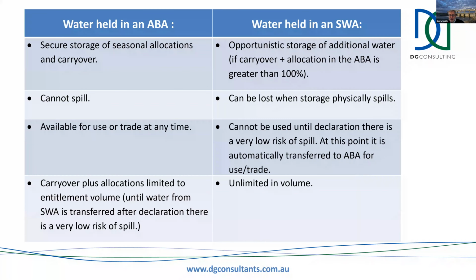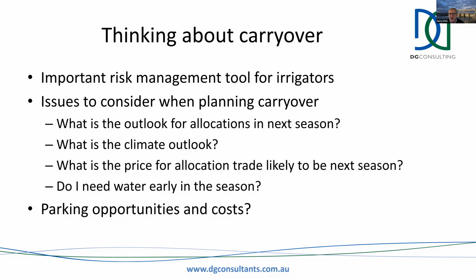Okay, so lots in the carryover space, but some of the important things to think about: carryover is a really important risk management tool for irrigators, and combining that with trade. But some of the issues to consider when you're planning carryover: what's the outlook for allocations next season? What's the climate outlook for the prospects of further increase? And climate outlook will play to what might water availability be, and what might be water demand for your crops in terms of what might be met from rain versus what will need to be met from irrigation.